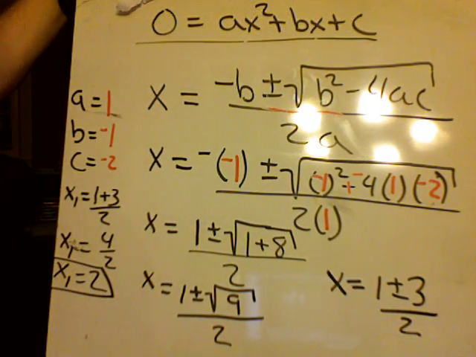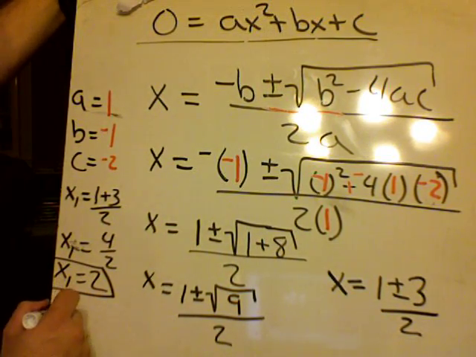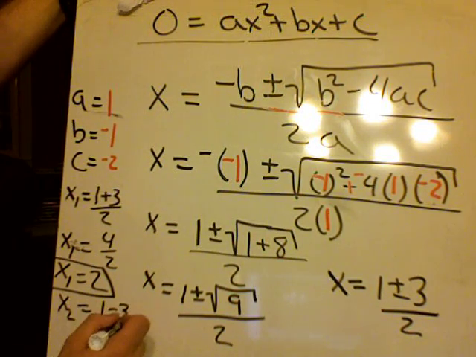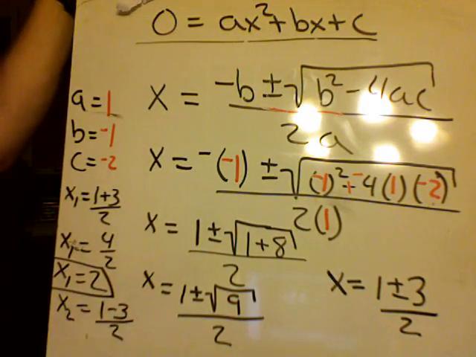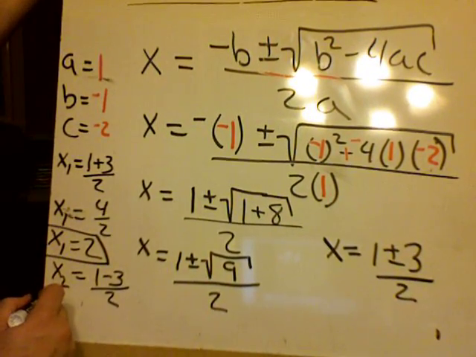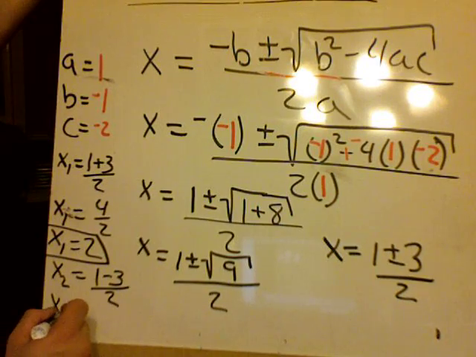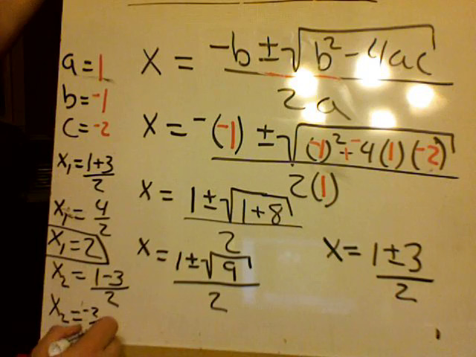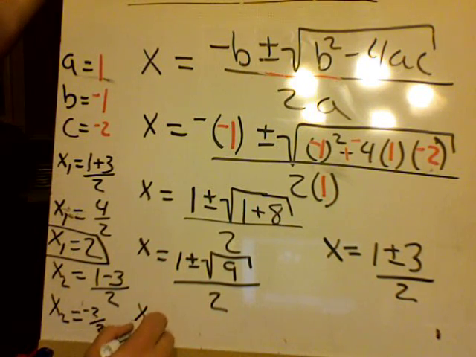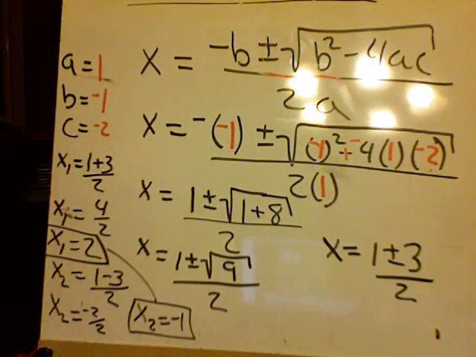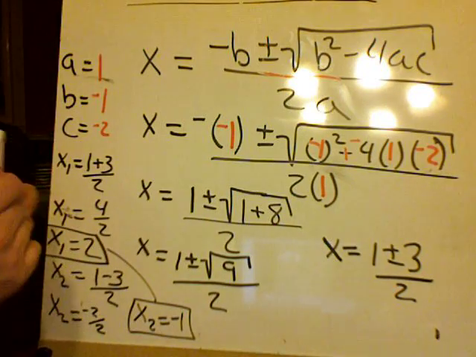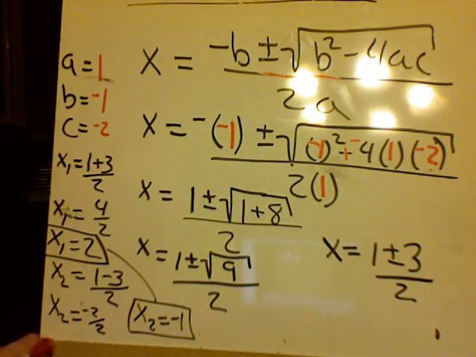My second possible answer is that instead of adding 3, I'm subtracting 3. One minus 3 is -2 over 2. So my x2 is a negative 1. So both a 2 and a negative 1 are going to make our original equation, which I've erased, a true statement.